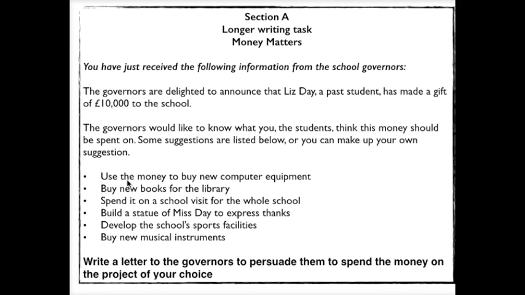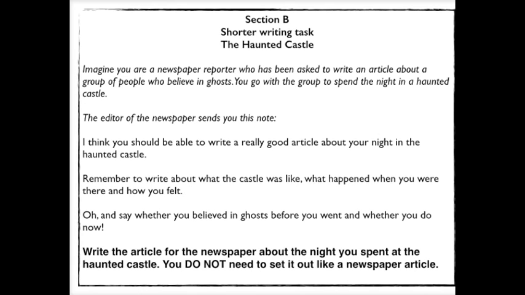Suggestions here, bullet pointed. Use the money to buy new computer equipment, buy new books for the school library, spend it on a school visit for the whole school, build a statue of Miss Day to express thanks, develop the school's sports facilities, or buy new musical instruments. Then again, the summary: write a letter to the governors to persuade them to spend the money on the project of your choice. So a persuasive letter to the governors, which would be quite formal.